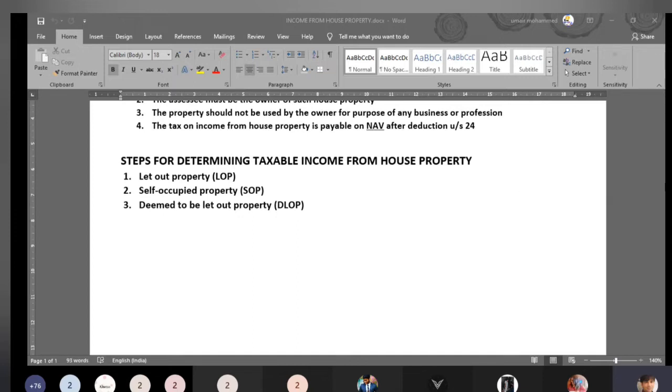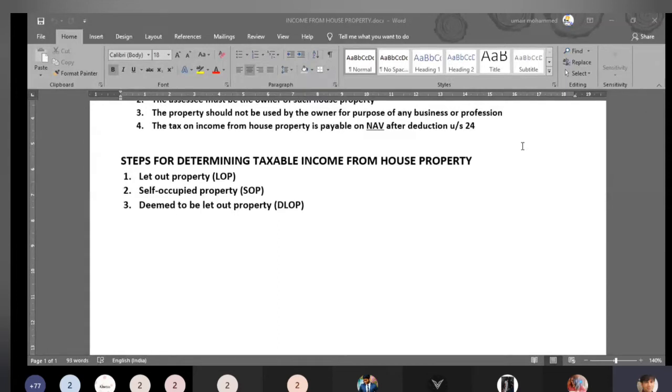In order to calculate taxable income from house property, two things are important. First, you should compute NAV, net annual value, on which we apply deductions, and the result of NAV minus deductions is called taxable income from house property.